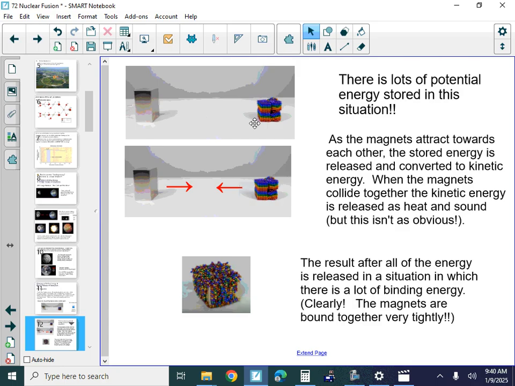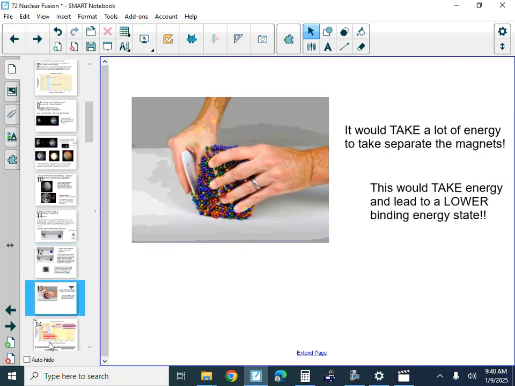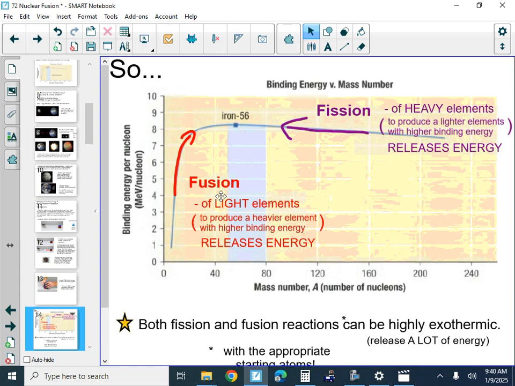High binding energy was released, right? Moving towards a higher binding energy. So now we're just putting this in terms of atoms, right? So when you fuse light elements together, you end up with heavier elements, and you end up with higher binding energy on this end of the curve. And so if you're moving to higher binding energy, you're releasing energy.